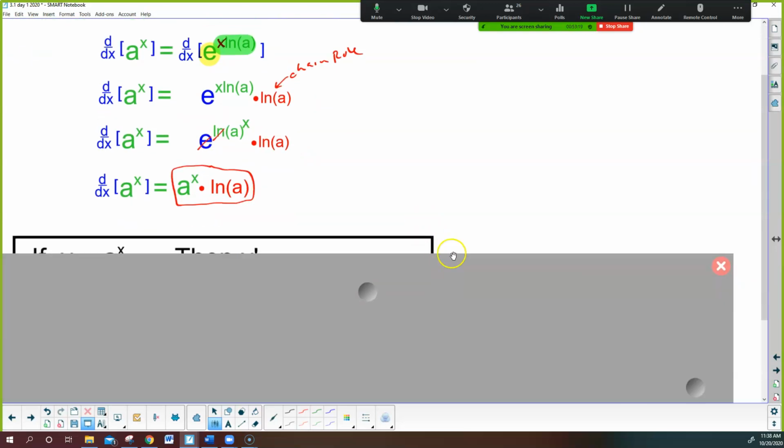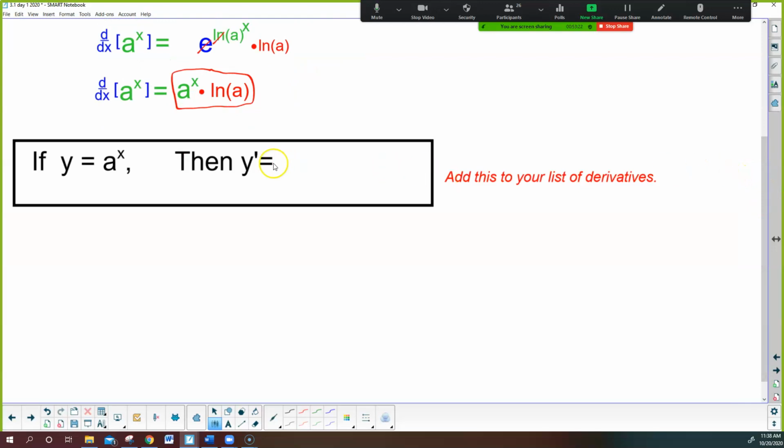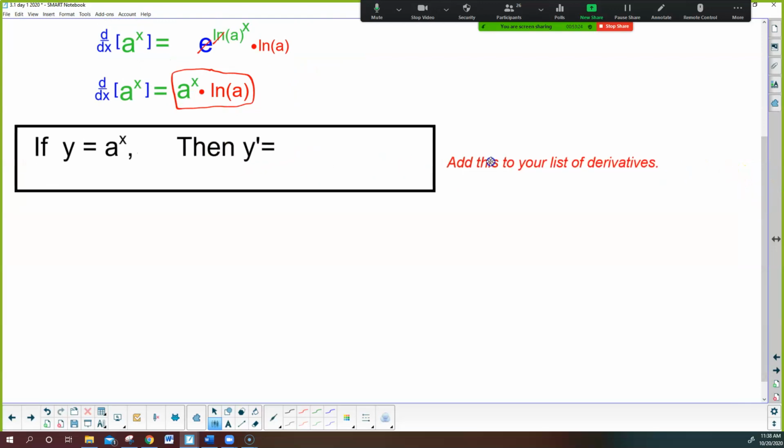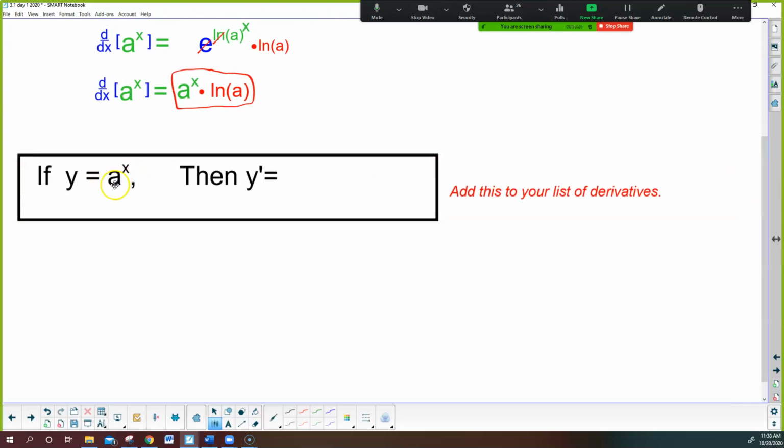So the only part I want you to write down is right here. Add this to your list of derivatives. When you see a to the x, its derivative now is exactly itself, a to the x, and then because of the chain rule, it's times the natural log of the base, a. Okay? This is always a tricky one. It's usually, kids get stuck on this.